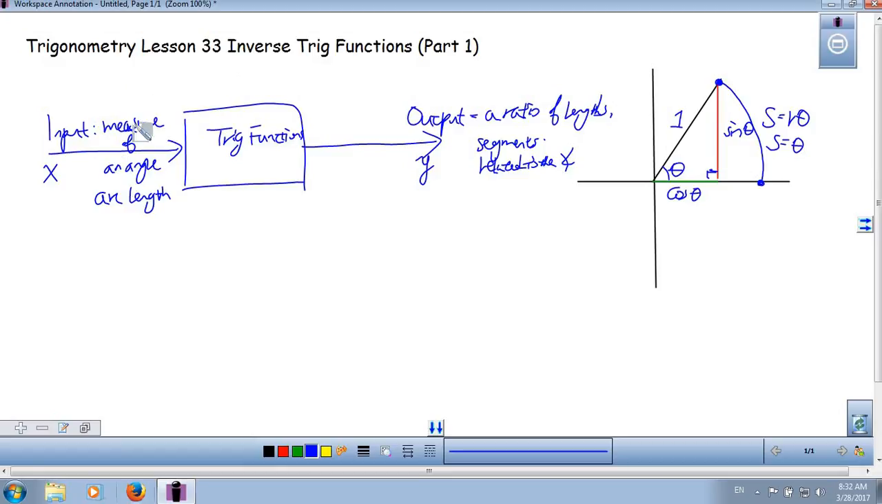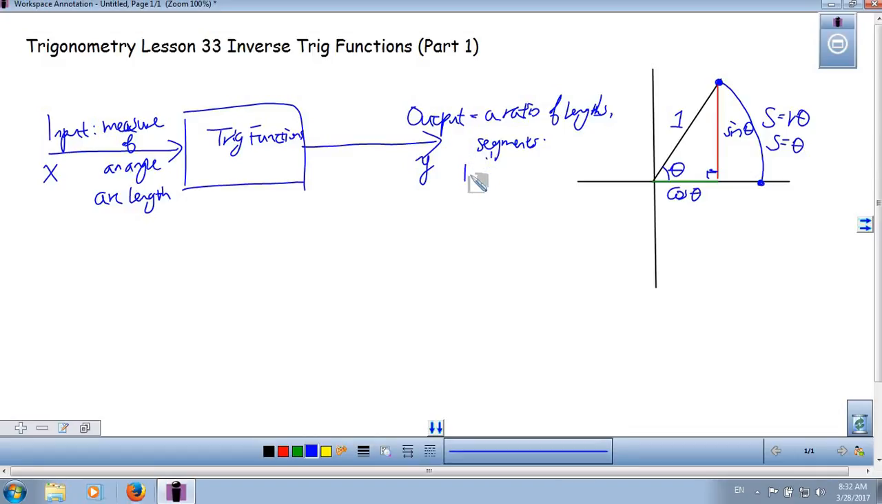So as you can see, the input can be several things. It can be the angle measurement, most commonly, but it can also be an arc length. And the output can be a ratio of length, like sine as opposite over hypotenuse, or it can be just a segment that's related to the angle. I'm sorry, it's kind of hard to see.